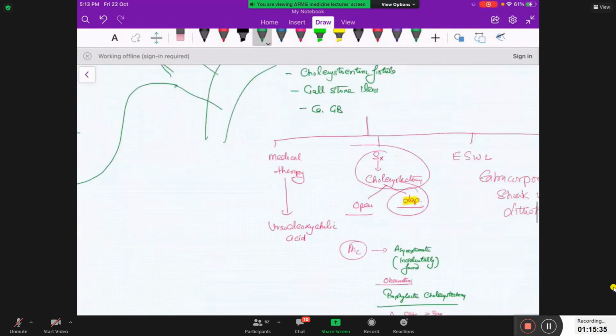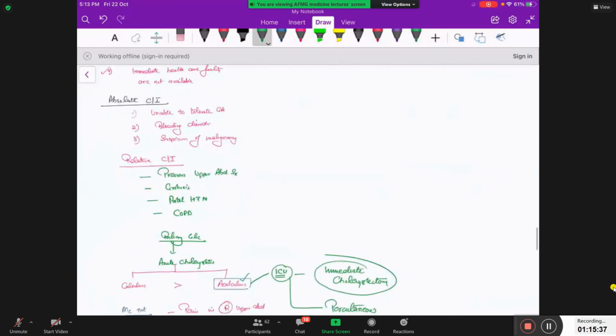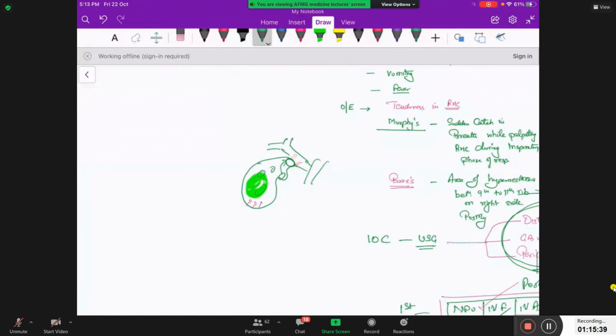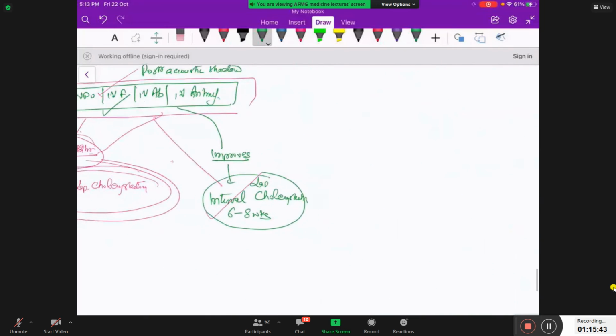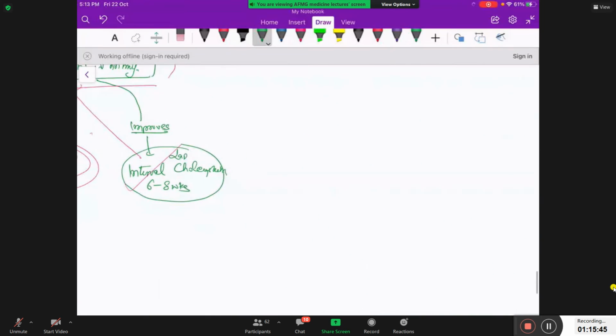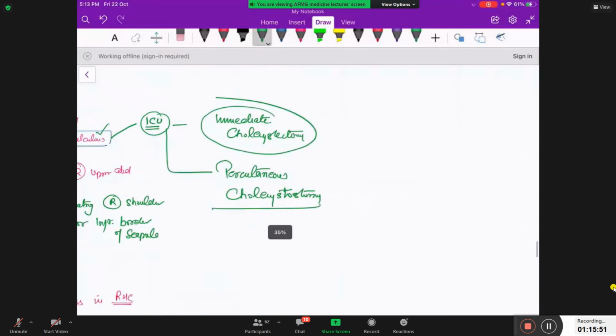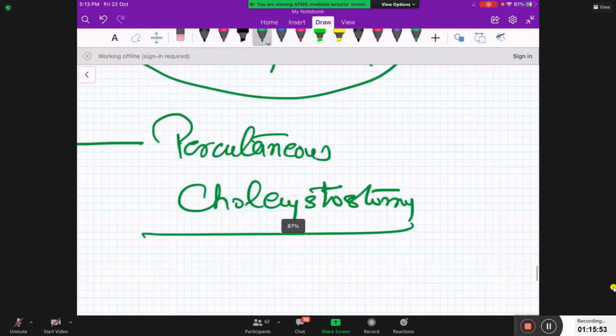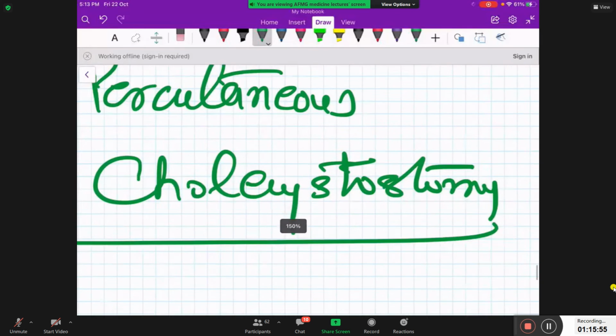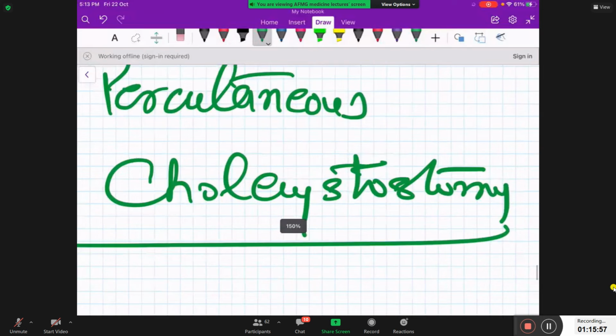So it is called percutaneous cholecystostomy.